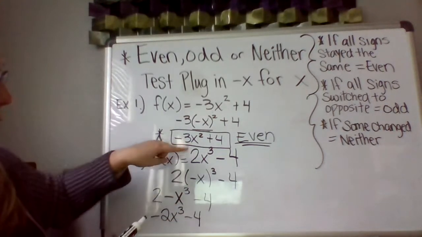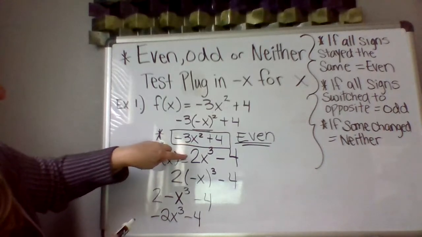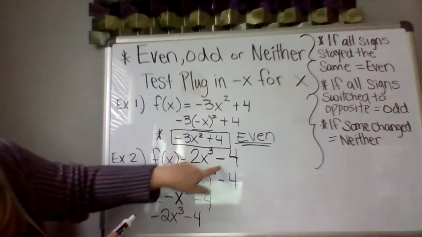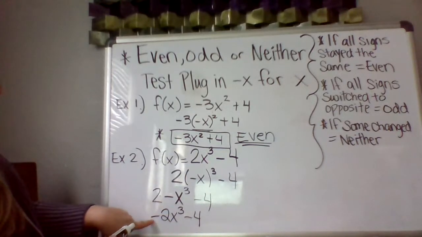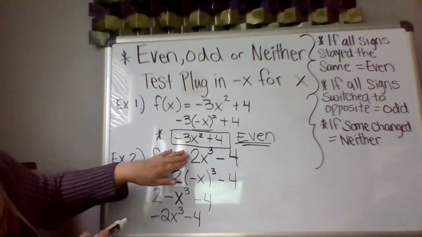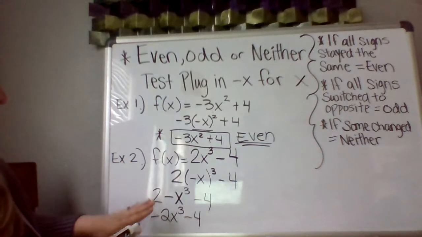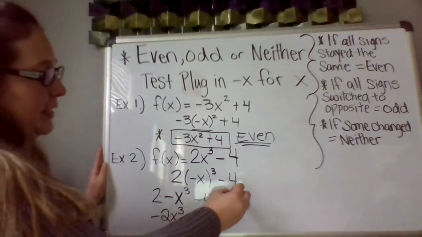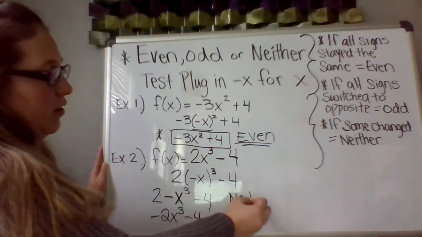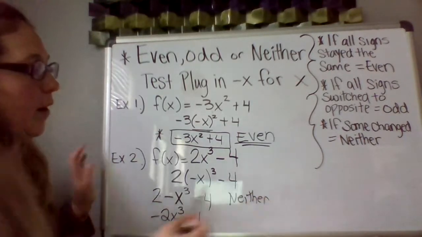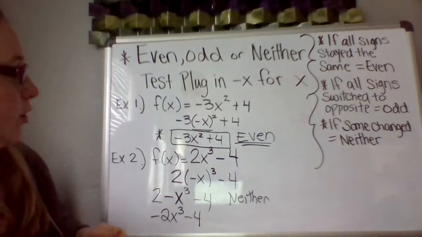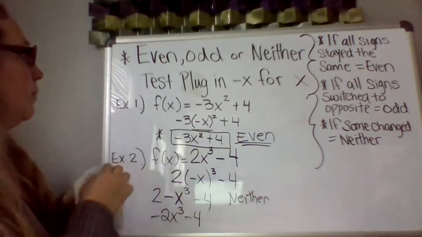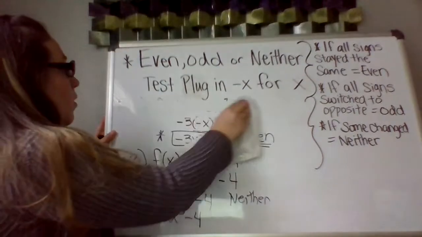Now, if we look back at the original, we'll see that this one changed signs, but this one stayed the same. So because only one of them changed signs, it didn't stay the same and not everything switched. So this function is neither. Okay. So let's try one where we get an odd function. So I'm going to erase this so that we have room to do one more.